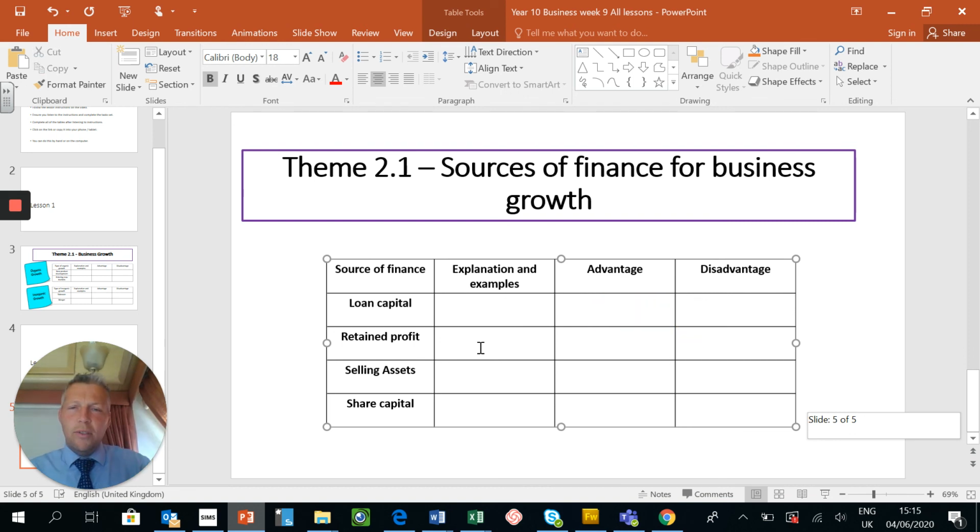One little challenge task, just to finish, what I'd like you to do is identify which of those four sources of finance are internal and which are external. Now, there's two internal and two external. There's a clue for you. Could you just write internal and then a list, external and a list, and send that to me via email? Thank you very much.